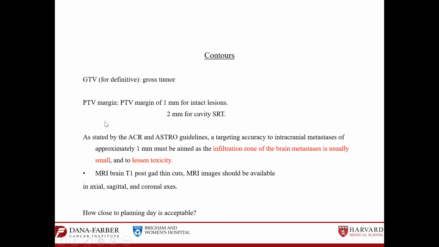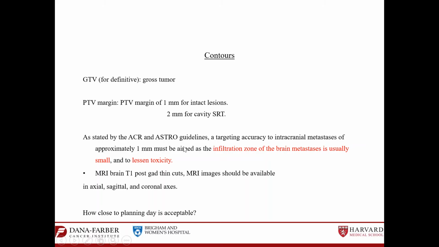Then the PTV margin recommendation is 1 millimeter for any intact lesion and 2 millimeters for cavity SRT. It's not that this is the only way we do it. You could have 1 to 2 millimeters for intact lesions and maybe more for the cavity radiation. That really depends on how the QA is done, the immobilization, the mask you're using, those setup things we were discussing before. So your PTV margin really depends on the institutional QA and setup settings.